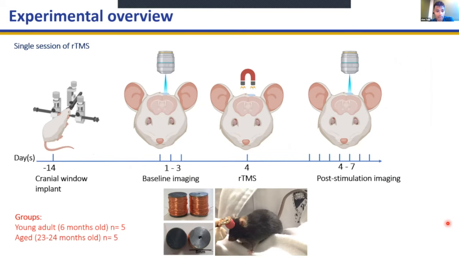And so we did 2 experiments. This is the first experiment. So after we put our cranial window into the mice, we can do baseline imaging to get an idea of how the dynamics change normally and the density before rTMS. We can then give our rTMS in the form of subthreshold iTBS using some rodent coils I made with Jenny Rodger during my PhD. And then we can look at how rTMS has changed our spines post-stimulation. And we do this in 2 groups. We have a young adult group, which is 6 months old, and we have an aged group, which is 2 years old. And that's very old for a mouse. And we do this in the motor cortex.